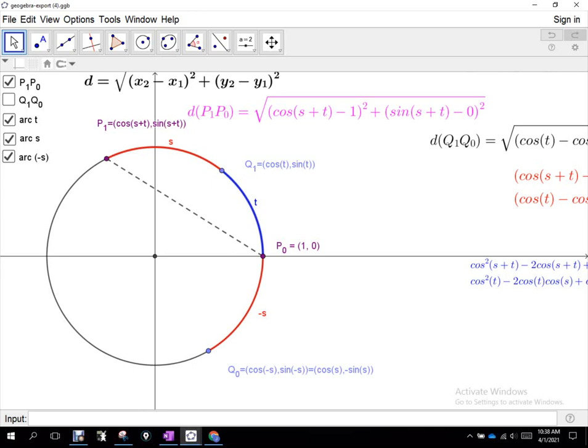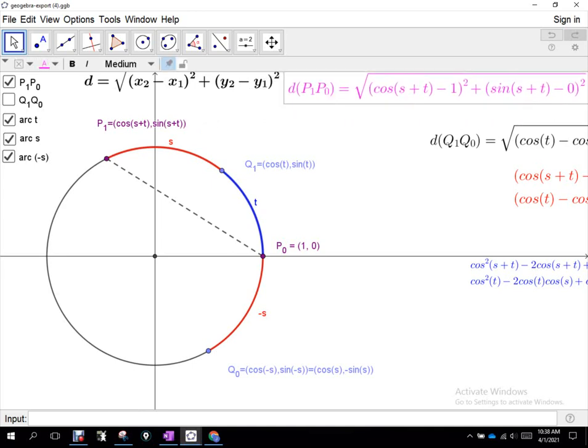We actually call this one x2, y2. Cosine of s plus t minus that one, squared, plus sine of s plus t minus that 0, squared. Is that okay with everybody? So that's the distance of that dotted chord. Well, we should be able to do a similar thing with that one, right?